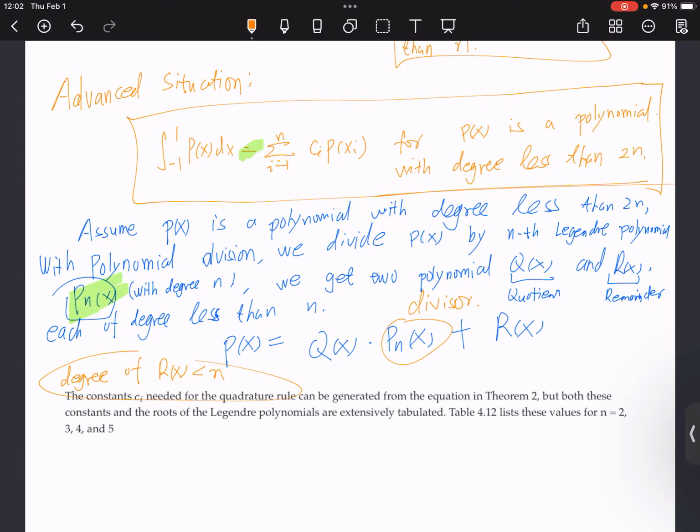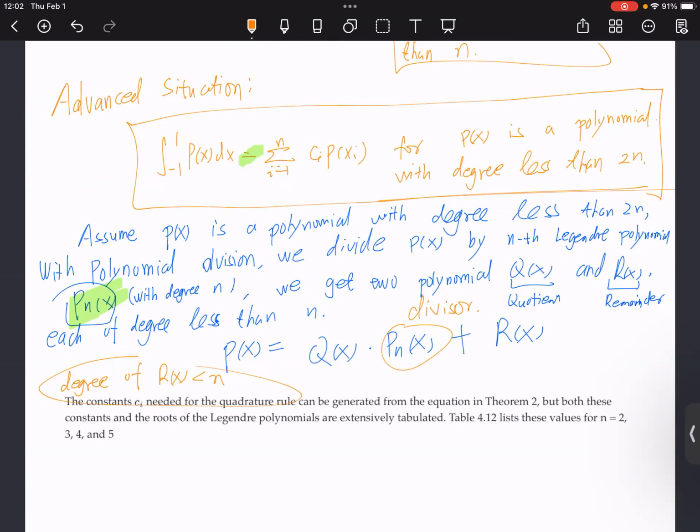And now, what about this q(x)? Why is the degree of q(x) also less than n? That's because this one has degree n, right? And this one has degree less than n, right? And if you do the divisions, if this one has degree n or more than n, then you will get the product of them. So if this one has degree bigger than or equal to n, then we have a problem here.